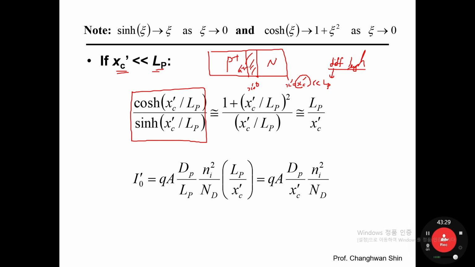Simply speaking, once a hole is injected here, how long can it travel without recombination with electrons inside the material? That concept, the average physical length of injected holes before being recombined with electrons, is defined as the diffusion length. But if this Xc prime, from here to here, is very short, even shorter than one single diffusion length, then this hyperbolic cosine and hyperbolic sine term can be simplified.